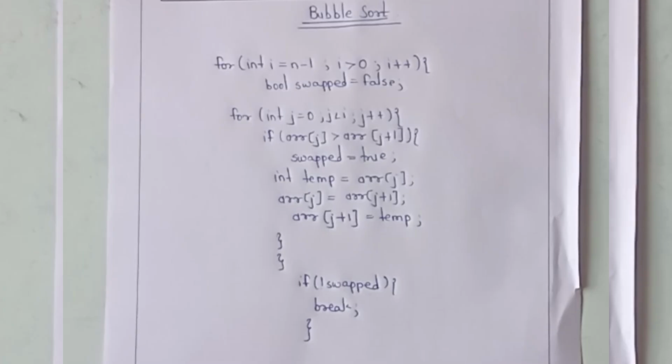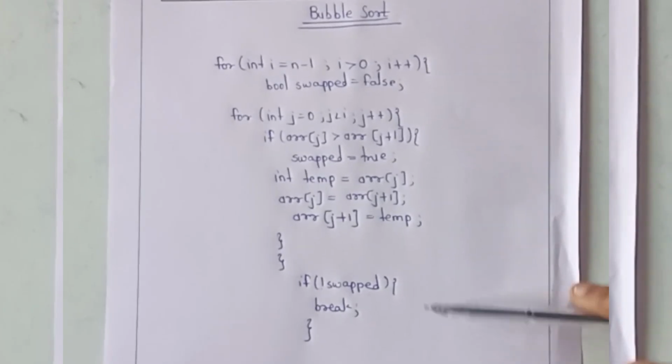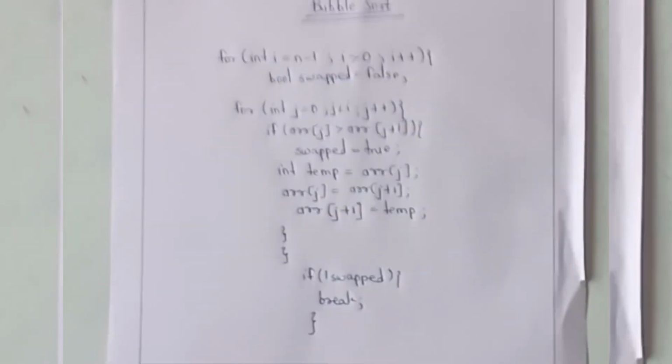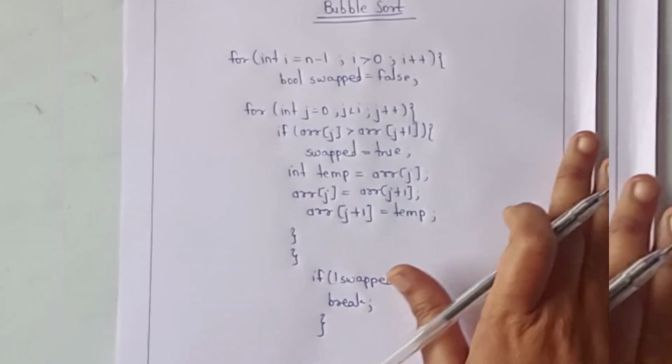So we will be seeing what is meant by a bubble sort. So in this lecture, we will be covering what is meant by bubble sort. So this is the bubble sort algorithm which we are going to use in our coding. So what is meant by bubble sort? How does it sort the array? So I would like to tell you.